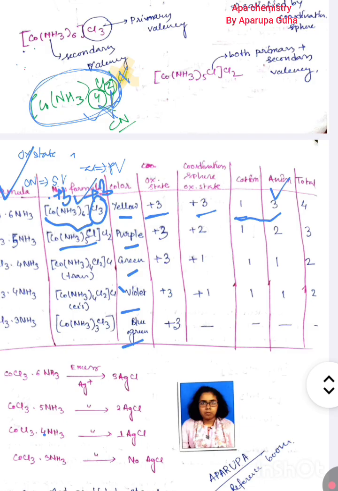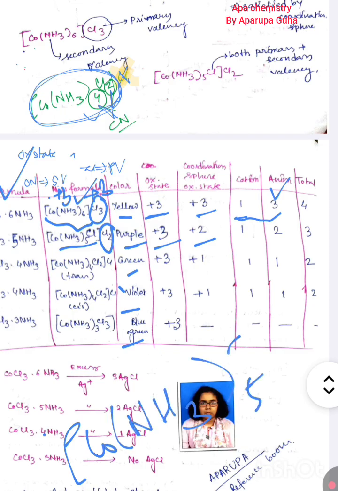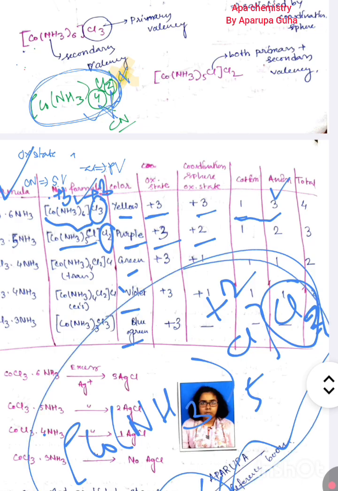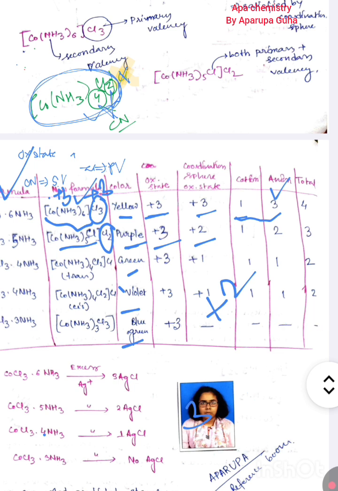Next, Co(NH3)5Cl, with outside Cl2 present, color purple, oxidation state of metal plus 3, coordination sphere plus 2. Why plus 2? Because there is Co(NH3)5Cl inside, and outside there is Cl2, so obviously the outside Cl2 makes the overall coordination charge plus 2. Okay, that's why the overall species becomes neutral, right? And that's why there is one cation and the outside anions are considered, 2 anions, total outside 2 Cl minus, and inside this whole third bracket entity, so in total 3 ionizable ions are there.